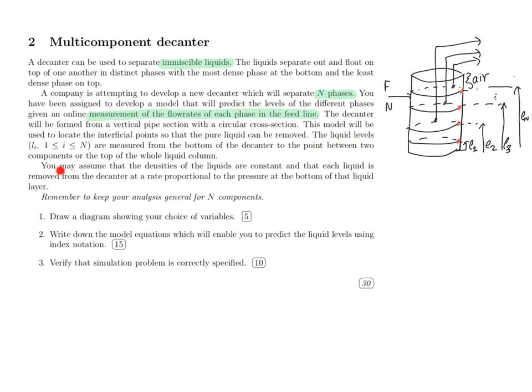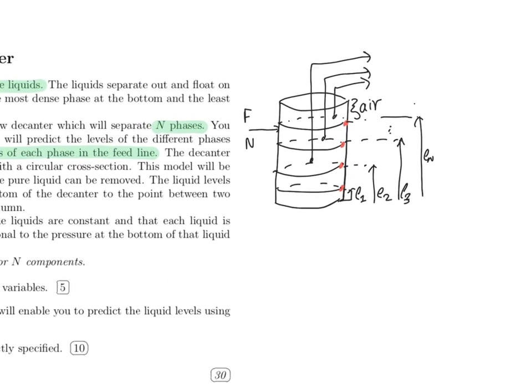You may assume that the densities of the liquids are constant and that each liquid is removed from the decanter at a rate proportional to the pressure at the bottom of that liquid layer. Remember to keep your analysis general for n components. Okay, so I've got my diagram already partially drawn, so that's the first couple of marks over here. So the first thing we're trying to do is draw a diagram showing your choice of variables. Okay, so I think I've got not a half bad start over here.